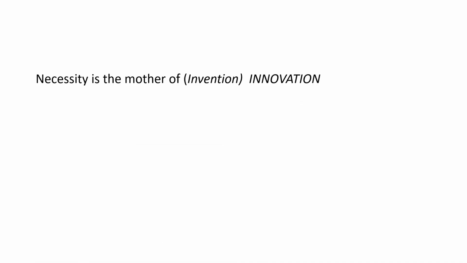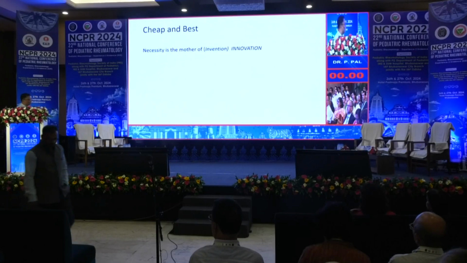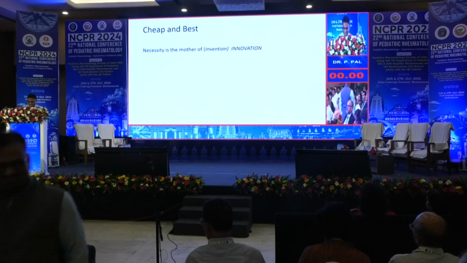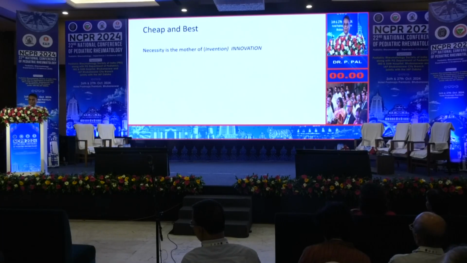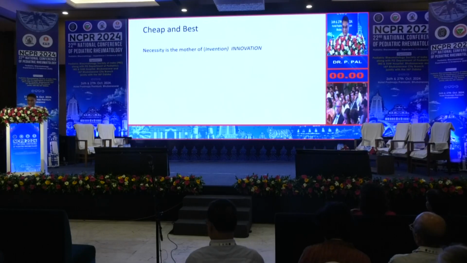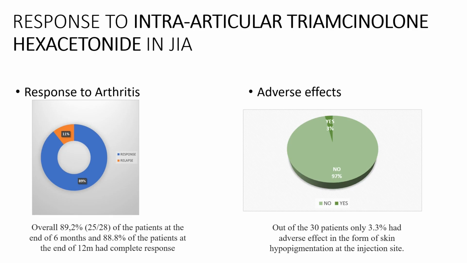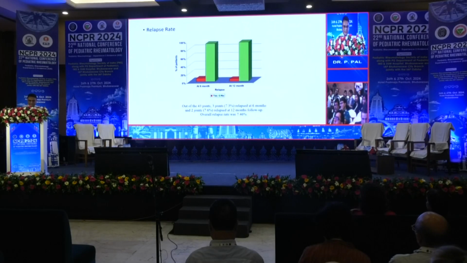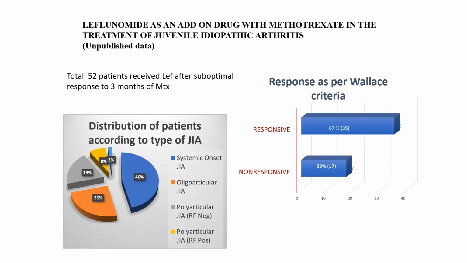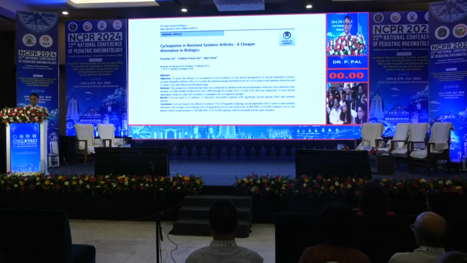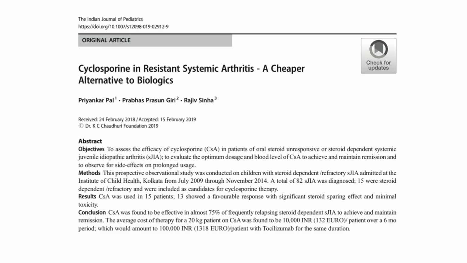So necessity is the mother of innovation. Something which is very well known in India is cheap and best. I don't know how much it applies, but we have to possibly look for some other recommendations from our side. Intra-articular triamcinolone hexacetonide, Gajalakshmi just presented. We had a study of leflunomide, which showed that leflunomide along with methotrexate was effective in almost 67% of the patients. A cheap drug, cyclosporine, which we were using before tocilizumab came in. We still have some patients using cyclosporine.